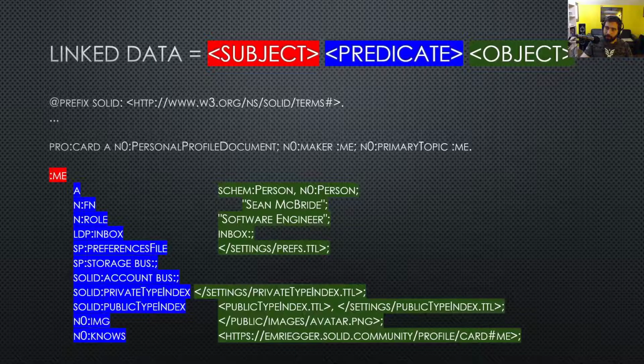So here's an example of a turtle file that is generated when you create a Solid pod. And you can see some different things. Some of these are familiar, like name. And some of them are a little unfamiliar, like preferences and some other things. Notice these are all basically turtle files, right? So it's a very extensible idea.